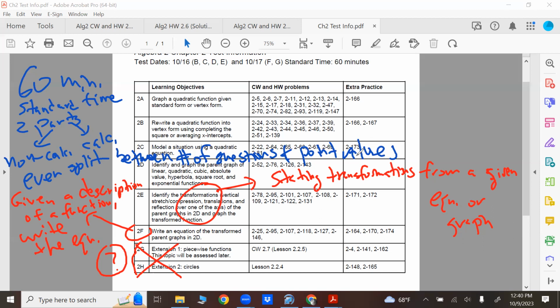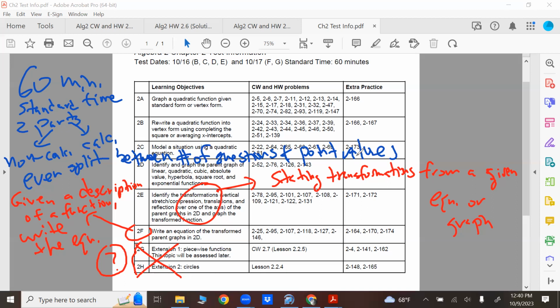We haven't fully decided how many questions. Maybe there might be 6 questions, maybe there might be 8 questions. If there's 8 questions, then won't have many parts to it. But it'll be an even split between the two. Point values will be an even split.